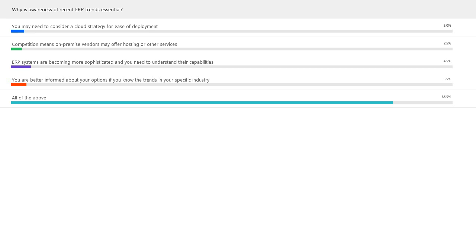And here's why. Cloud strategy may be an option, but you need to understand how cloud systems compare with on-premise systems. Or it may be that a hosting option is a better option for you because it allows you to outsource your infrastructure while retaining control over the application and database. And as I've noted, the systems are getting more sophisticated. I gave a few examples of this. So you need to be aware of the capabilities. And above all, if you're aware of the latest trend in your industry, you'll be better informed about your options. So the correct answer is all of the above.